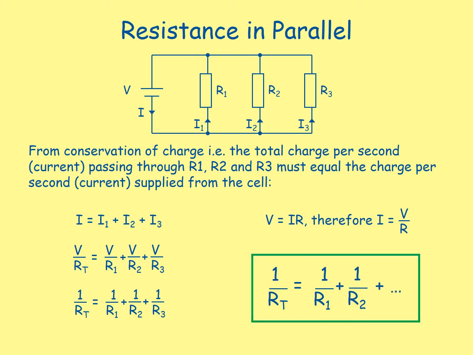We can simplify that to give us a general equation as 1 over RT equals 1 over R1 plus 1 over R2, and so on and so forth. You need to note that our total resistance here is always less than the smallest resistor present.